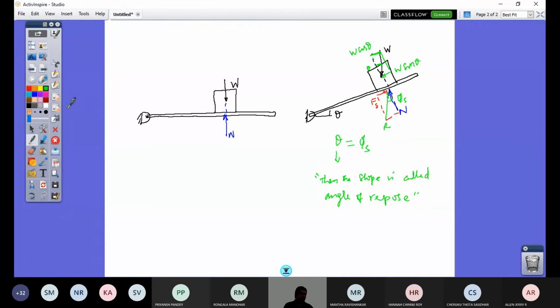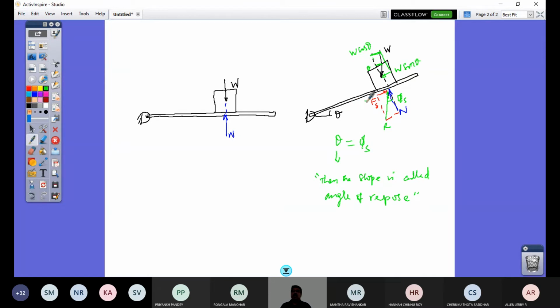I can also put you a question now. See, what is happening if the slope is not equal to the angle of repose, but greater than the angle of repose? That means greater than this friction angle here. What would happen? It is going to accelerate down. When it accelerates down, mu s is going to be represented by mu k, and Fs is going to be replaced by Fk, that is mu k times N. So whatever we have studied, the same thing is applicable here.